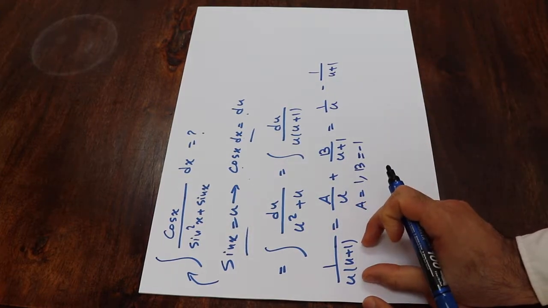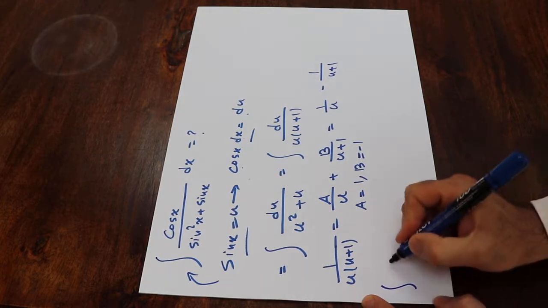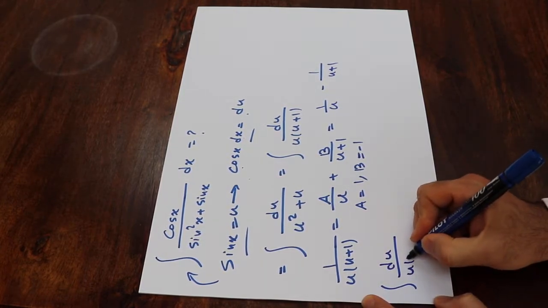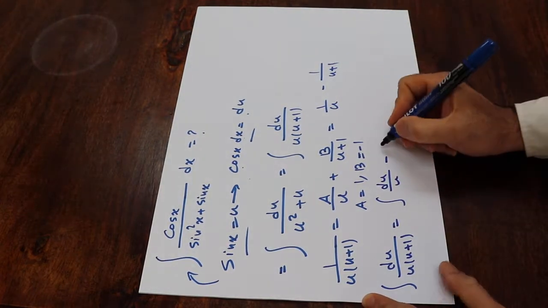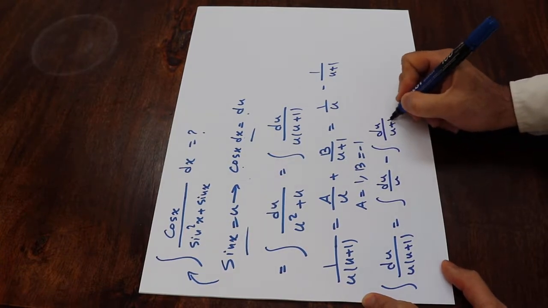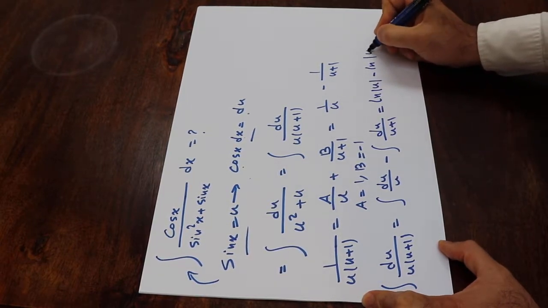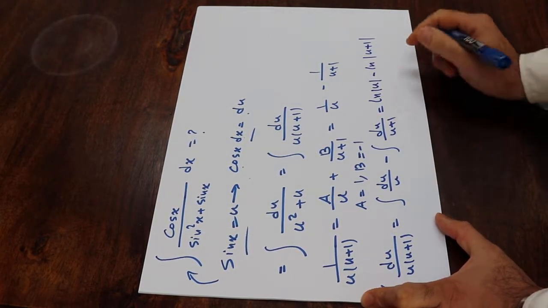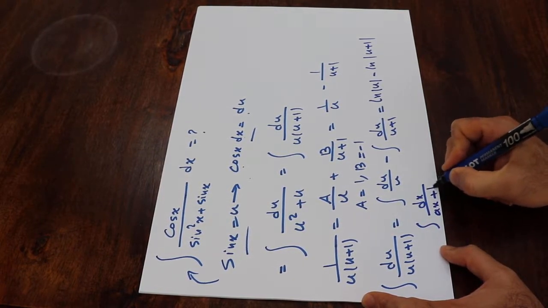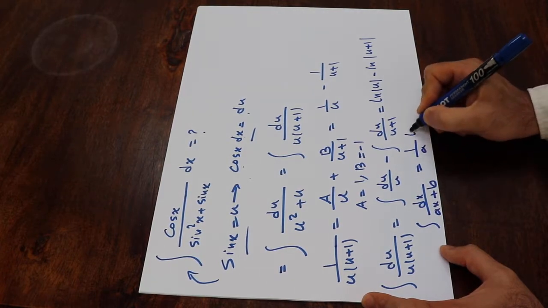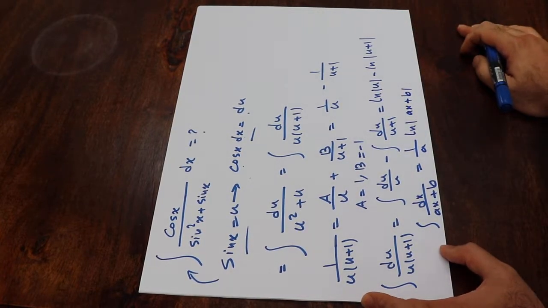Therefore the integral of this term will be equal to the integral of this term. So you can write here integral of du over u times u plus 1 will be equal to integral of du over u minus integral of du over u plus 1, which will be equal to ln u minus ln u plus 1. Okay, note that the integral of dx divided by ax plus b is equal to 1 divided by a ln ax plus b. That is the formula I use to calculate this integral.